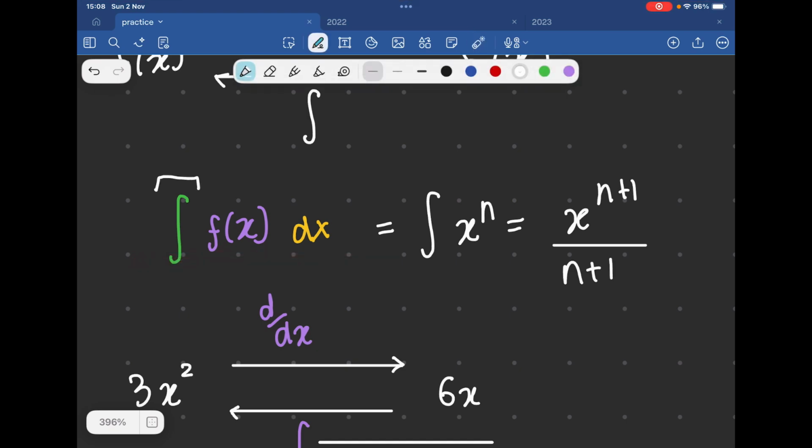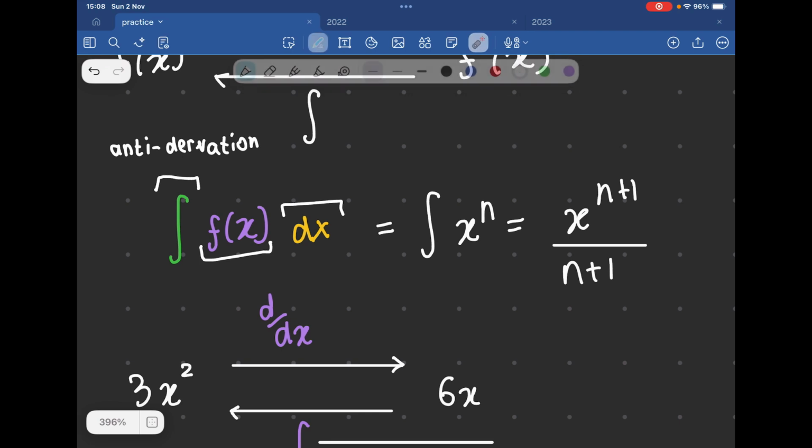So this is the antiderivative sign. It's essentially our action part of the equation. What does it want us to do? It wants us to find the antiderivative or the integral. f of x is the function which we want to integrate. And now dx is telling us the variable that we want to integrate with.